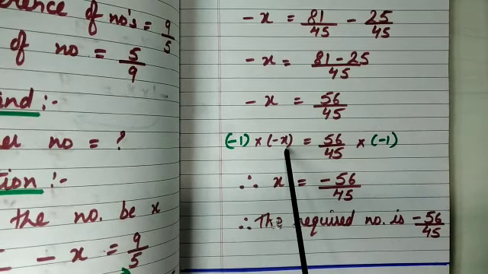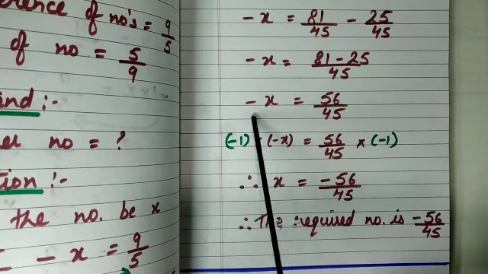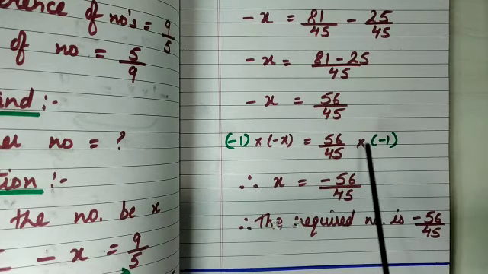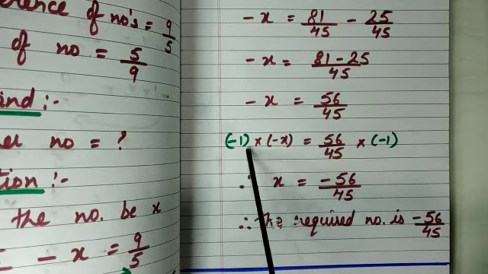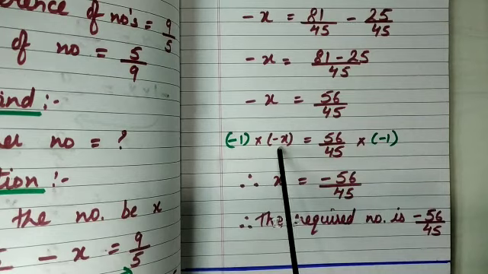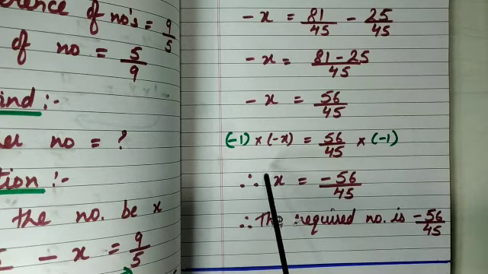Okay, minus x, how can I make it positive? By multiplying it by minus 1. As I am multiplying one side with minus 1, you need to multiply the other side also with minus 1. You have studied in your chemistry balancing the equation. Okay, you need to balance it. If I am multiplying here with minus 1, here also I need to multiply by minus 1. Minus x is as it is and I want to turn it to positive, so I multiply it by minus 1. So minus minus, it becomes plus x. And here minus 1 into 56 becomes minus 56 upon 45. So your required number is minus 56 upon 45.